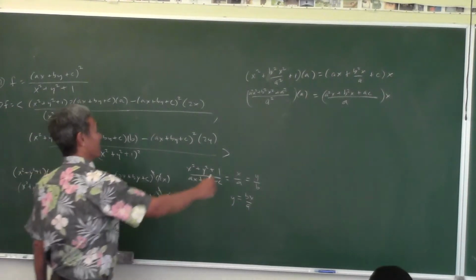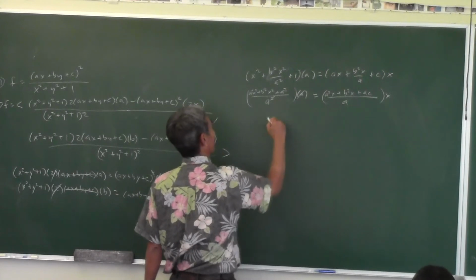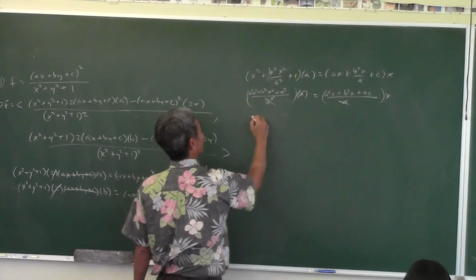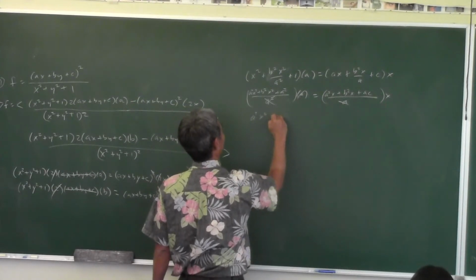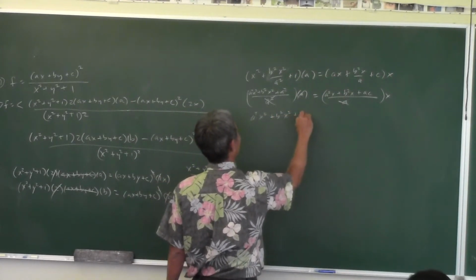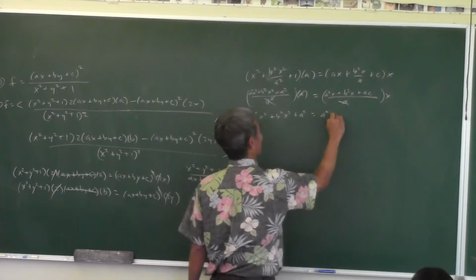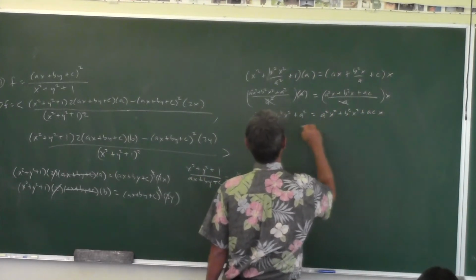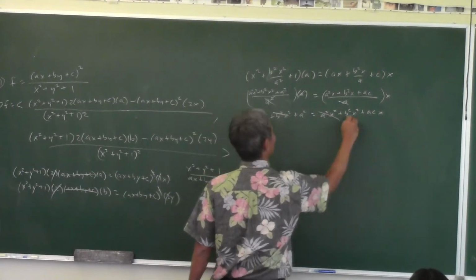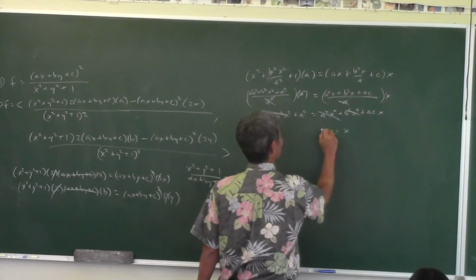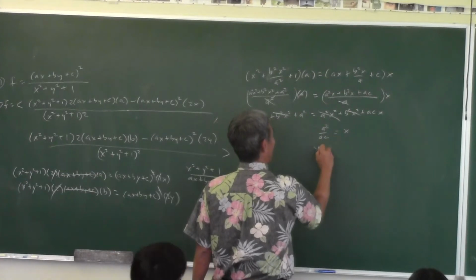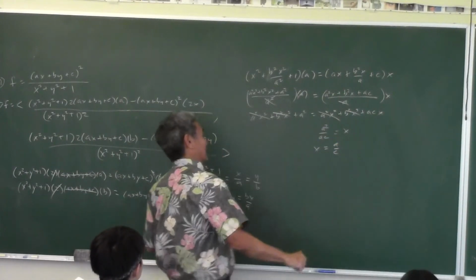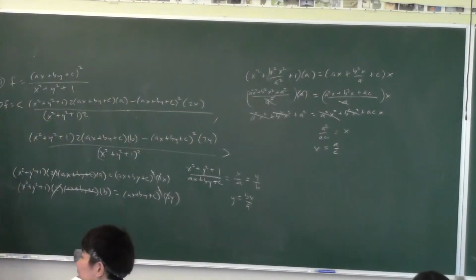This a cancels that a. Multiply both sides by a. That cancels out. So what do you have left? A squared x squared plus b squared x squared plus a squared is equal to a squared x squared plus b squared x squared plus acx. Look at that! X is equal to a squared over ac. X is equal to a over c. Could have done that in one.